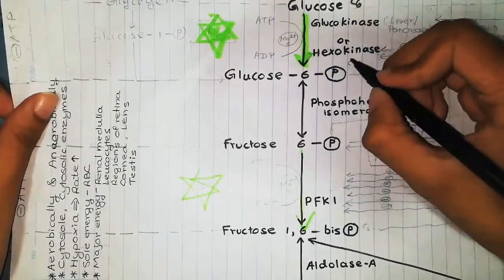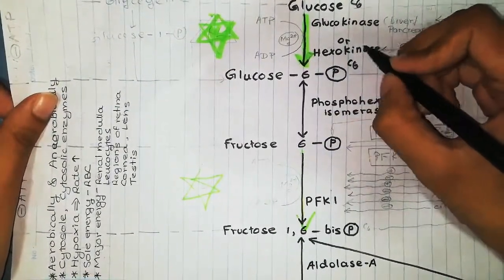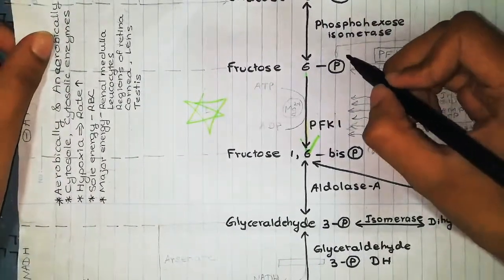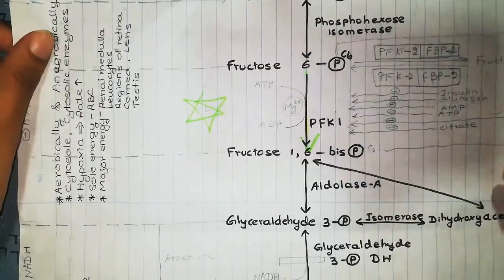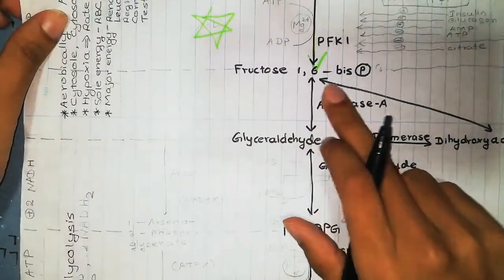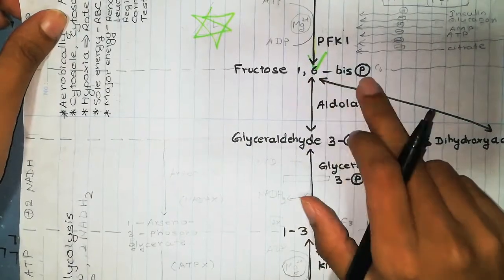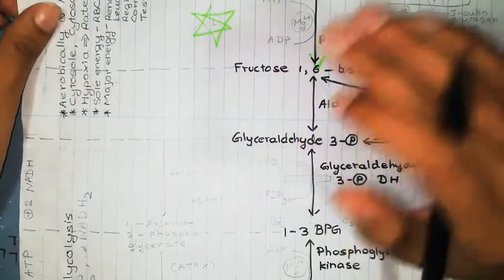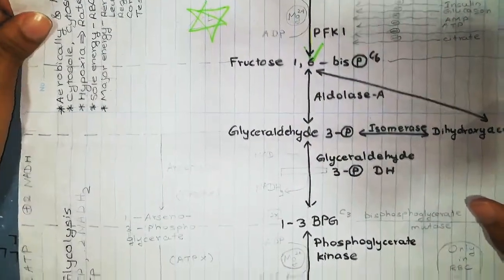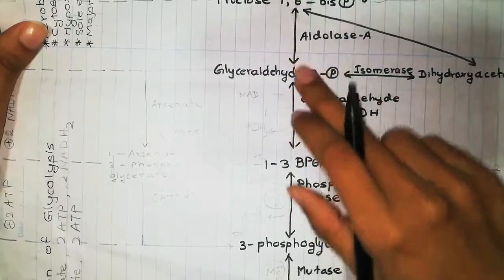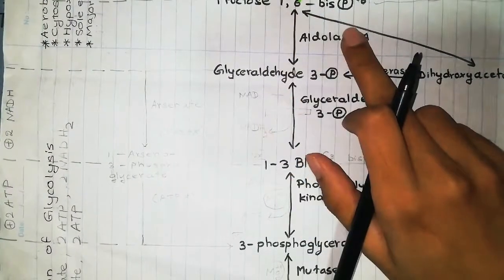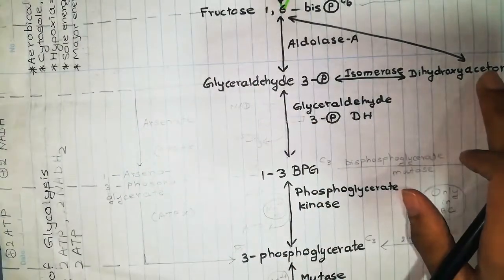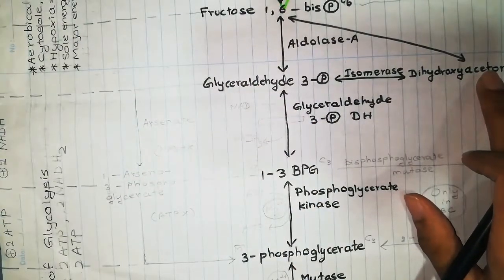So here is also C6 because there is a hexokinase, and isomerase does not change the number of carbon atoms, so this is also C6, and fructose 1,6-bisphosphate is C6, because here is a kinase, it does not change the number of carbon atoms. Okay, and here fructose 1,6-bisphosphate gives two molecules which contain 3 carbon atoms.